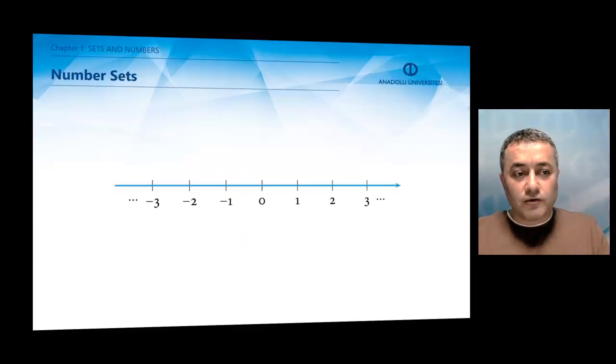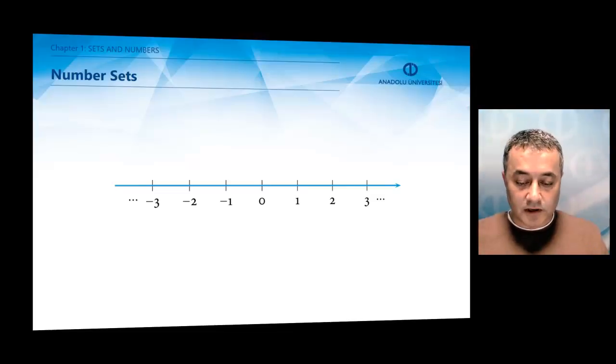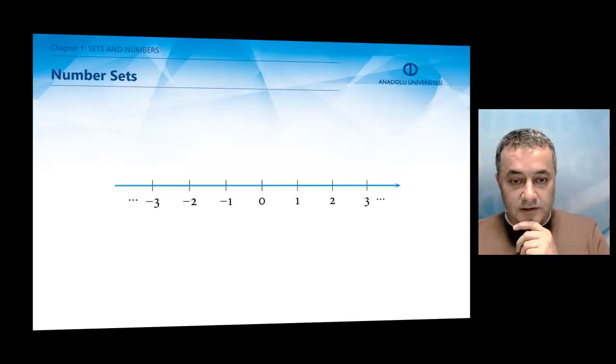We can also show the set of integers on the number line. To do that, we place 0 on the number line and then equally space the negative and positive integers, so that we construct this notation.